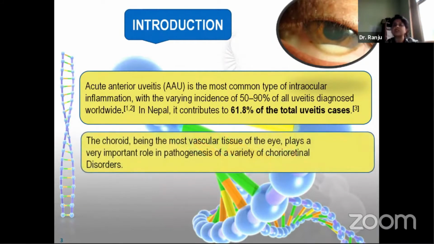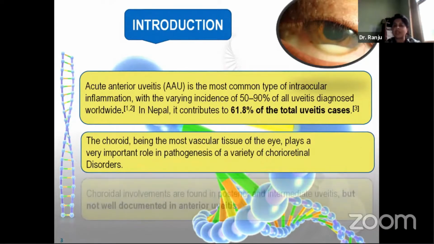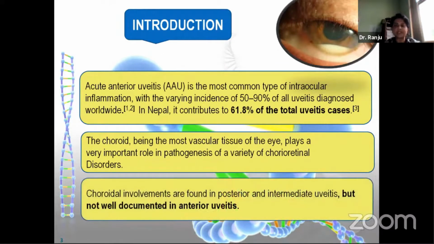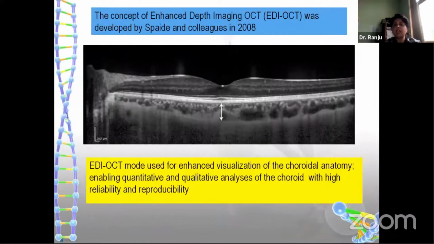The choroid, which is the most vascular tissue of the eye, plays a very important role in the pathogenesis of all kinds of uveitic disorders. This choroidal involvement is found mainly in posterior and intermediate uveitis, but is less documented in anterior uveitis. In 2008, the concept of visualization of the choroid using OCT came into existence by Spaide and his colleagues. The EDI mode of OCT was used, and now also it is being used for the enhanced visualization of the choroidal anatomy, which has enabled qualitative as well as quantitative analysis of the choroid, and it has very high reliability and reproducibility.